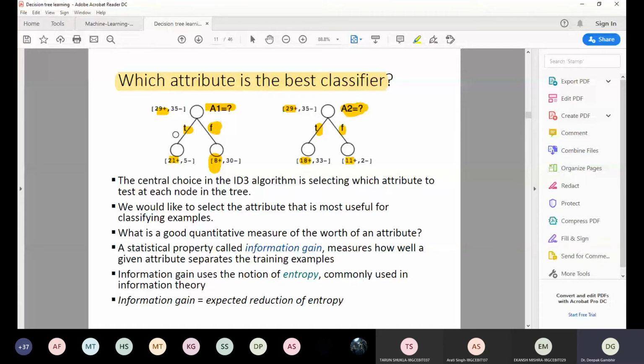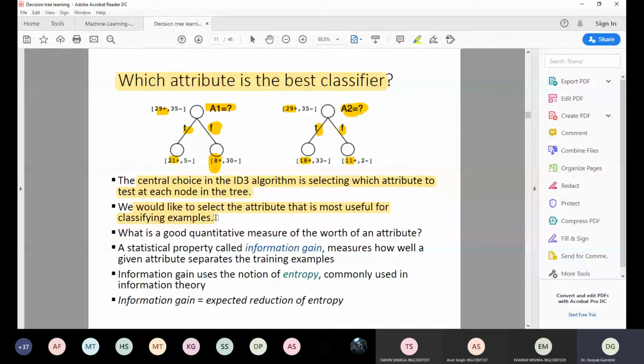The central choice of the ID3 algorithm is selecting which attribute to test at each node of the tree. We would like to select the attribute that is most useful for classifying examples. Obviously, we would choose those attributes that most suitably classify the training examples, most suitably able to say whether it is yes or no. So we will definitely choose those attributes.